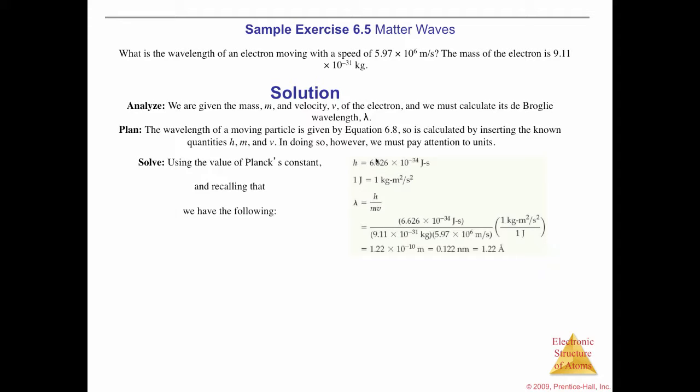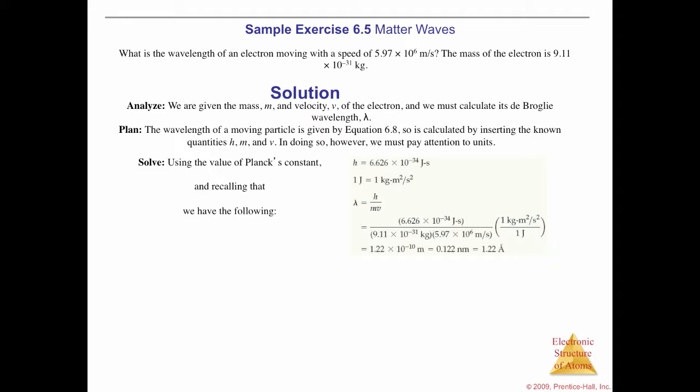The wavelength of a moving particle is given by equation 6.8, so it is calculated by inserting the known quantities h, m, and v. In doing so, however, we must pay attention to the units. We're going to use the value for Planck's constant in joule seconds, 6.626 times 10 to the negative 34th. We will recall that 1 joule is equal to a kilogram meter squared per second squared, and therefore our mass should be in kilograms and our velocity in meters per second. All the units will cancel out and leave you with meters.